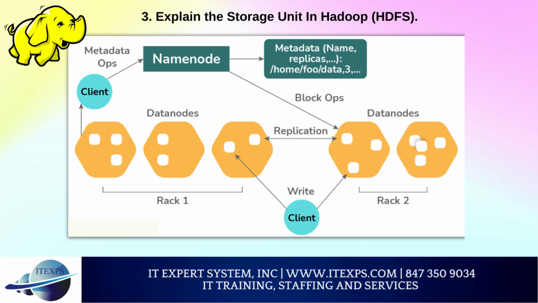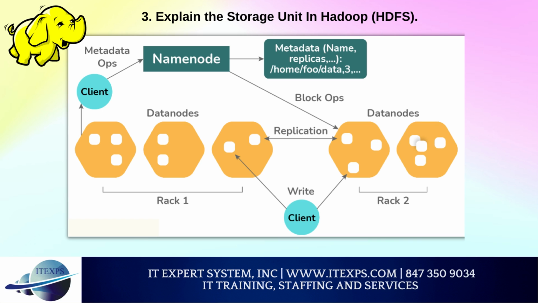It follows the master-slave architecture. It contains 2 daemons: data nodes and name node. The name node is the master daemon that operates on the master node. It saves the file system metadata, that is, file names, data about blocks of a file, block locations, permissions, etc. It manages the data nodes.